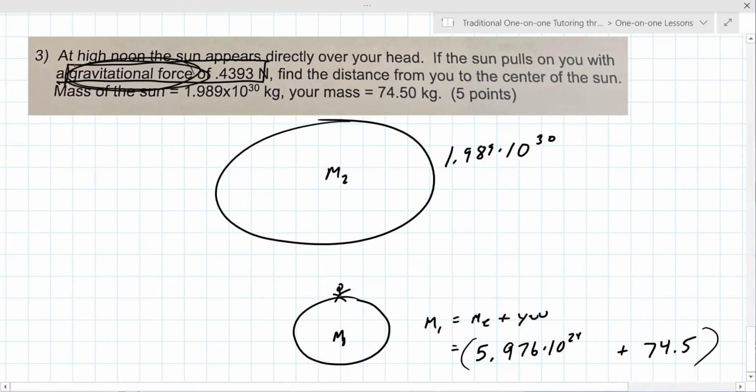What quantity? FG, right? It's the variable FG. FG is 0.4393. And you have two equations really to choose from. FG equals G M1 M2 over D squared.